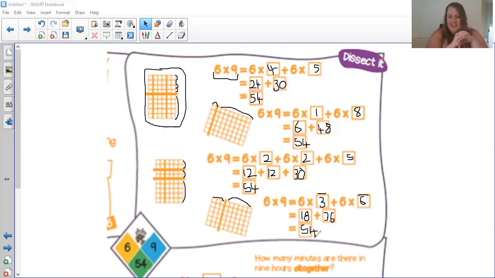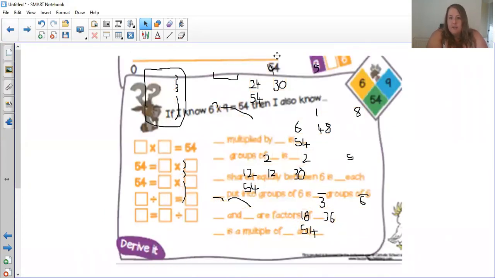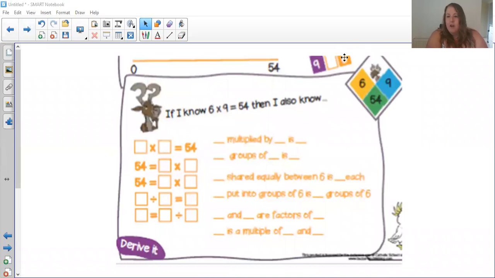Hopefully that's clearer than some of the messages I've been typing out to you and your parents to try and explain that one. It's definitely always easier to show it. We will now go on to the next one. Oh, and I've got to clear all that again. Okay, so the next one, the derive it.